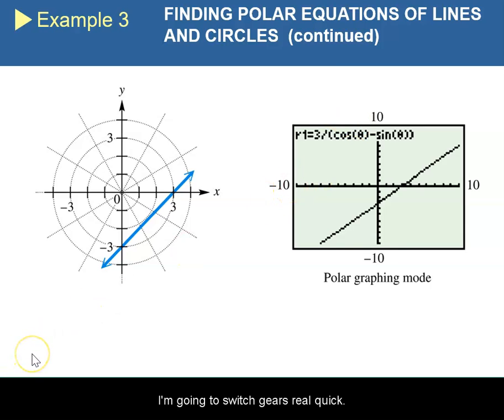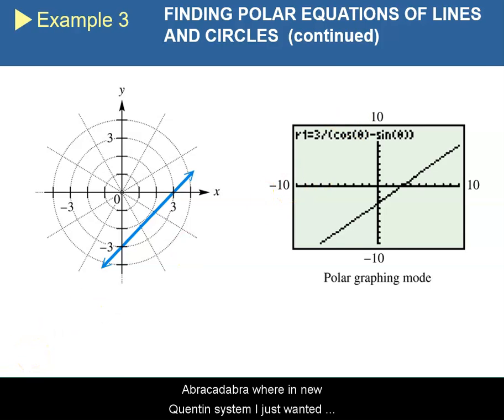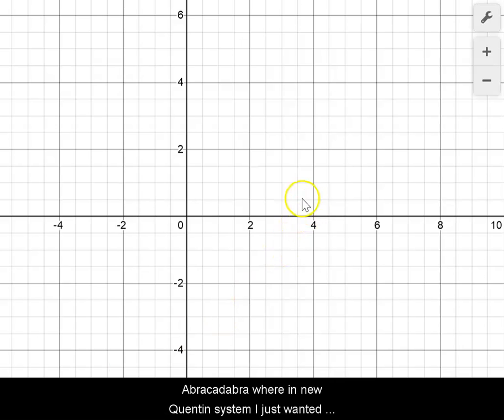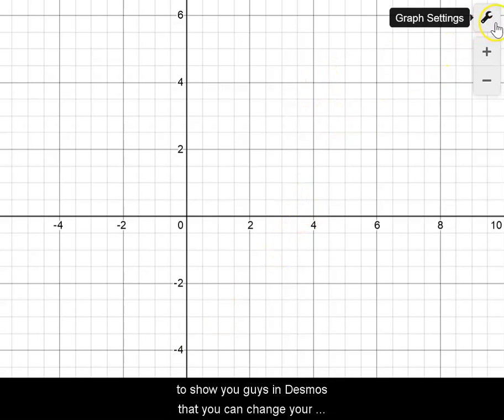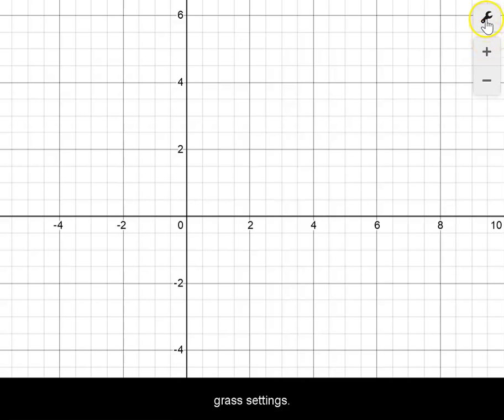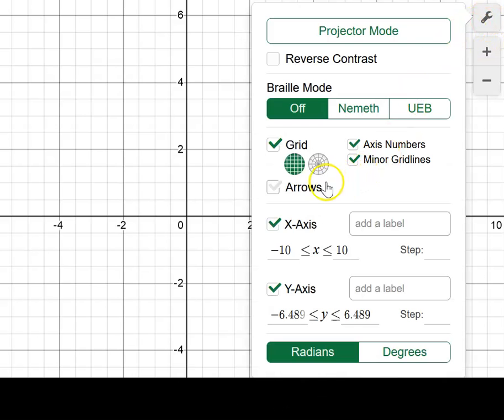So I'm going to switch gears real quick. Abracadabra, we're in a new coordinate system. I just wanted to show you guys in Desmos that you can change your graph settings into a polar coordinate system.